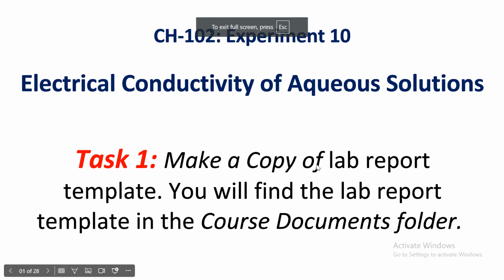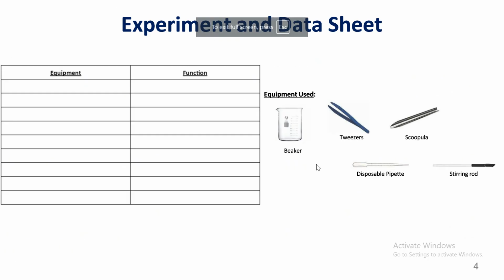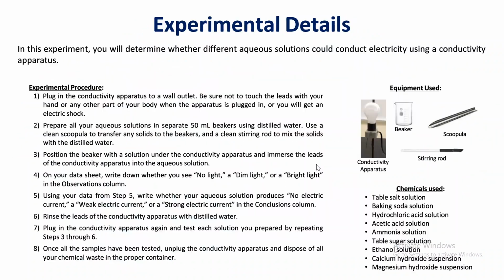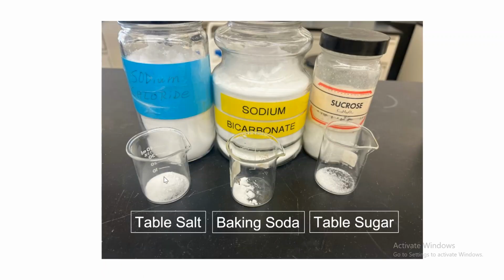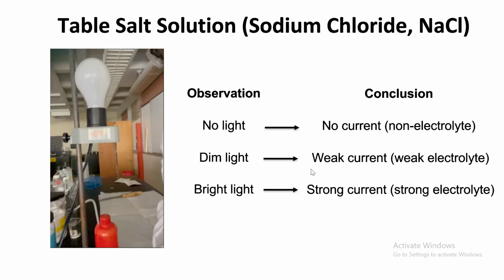All right. They made us go back all the way to the beginning of the presentation. All right, here we go. So as you can see: no light, dim light, bright light; no current, weak current, or strong current. You should be filling out your data sheet as we are doing this. The first thing we'll do is table salt, baking soda, and table sugar.